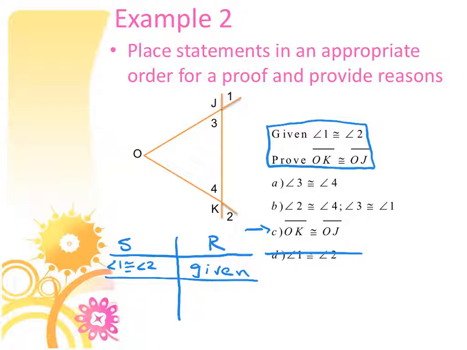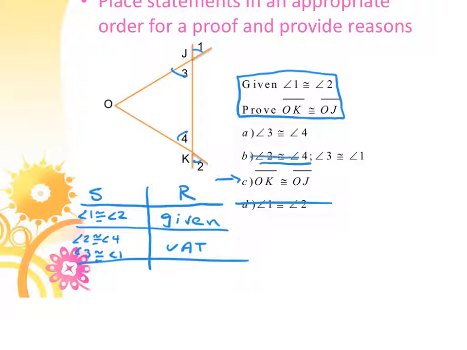B because of vertical angles. So here's 2 and 4 here, and here's 3 and 1 here. We can definitely say that. So let's say angle 2 congruent to angle 4 and angle 3 congruent to angle 1 because of the vertical angles theorem. This shouldn't take much thought at this point as to what we're going to say next. What are we going to say next?